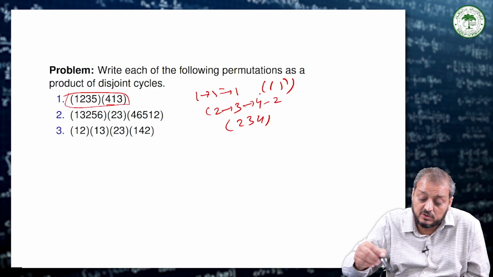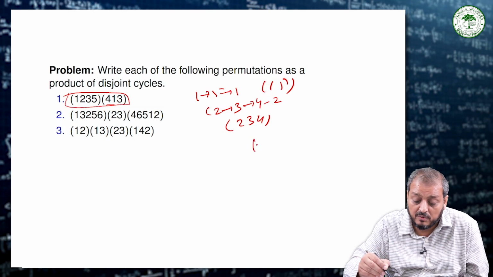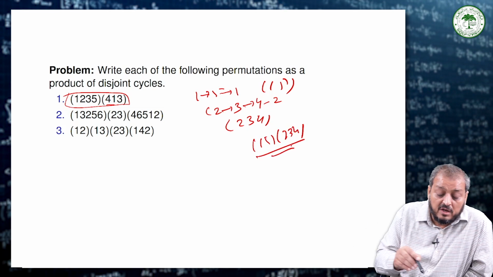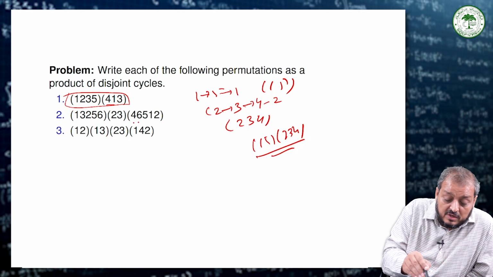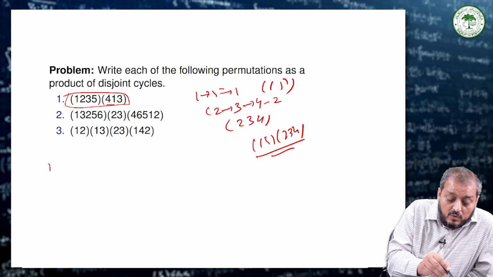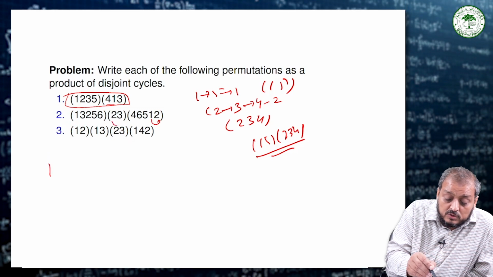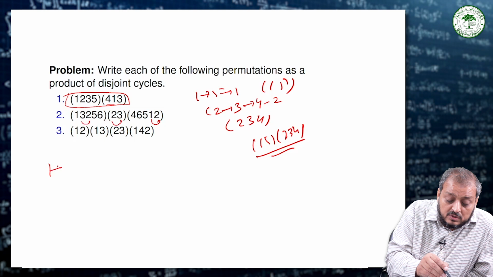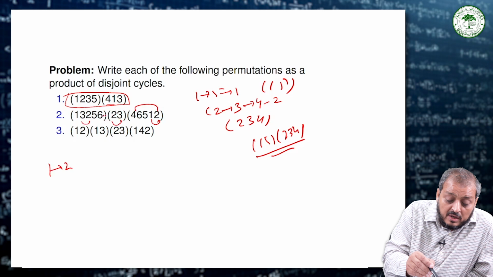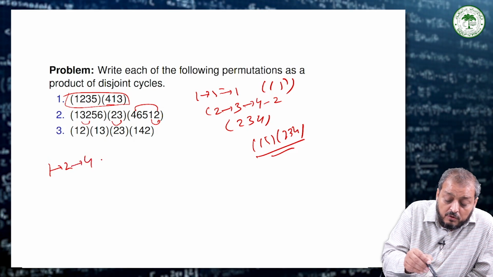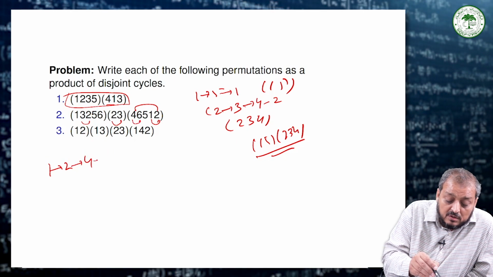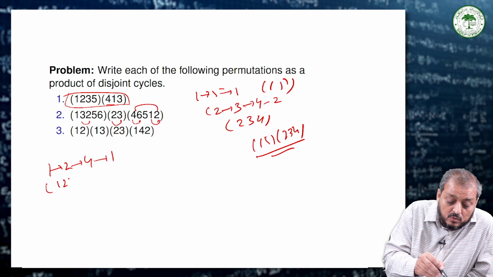So, the disjoint cycle of the first one is equal to 1 5 and 2 3 4, and this clearly is disjoint. Now, similarly, the second one is again not disjoint. So, we write 1 goes to 2 and 2 goes to 3 and 3 goes to 2. So, this is equal to 2. Now, 2 goes to 4 and 4 goes to 4. Then 4 goes to 6, 6 goes to 6 and 6 goes to 1. So, this is equal to 1, so you have 1 2 4.